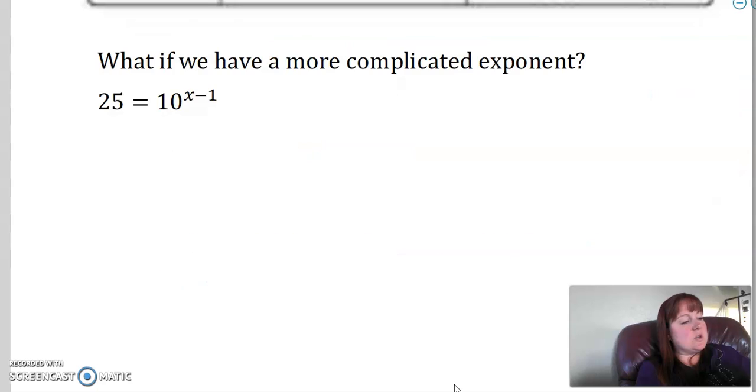Okay, so what happens if we have more complicated exponents? Can we still switch them around? Yes, we can. You may have seen this on Delta Math. It's actually not too bad. So we have a base, we have an exponent, and we have an argument, right? So let's just switch this around.